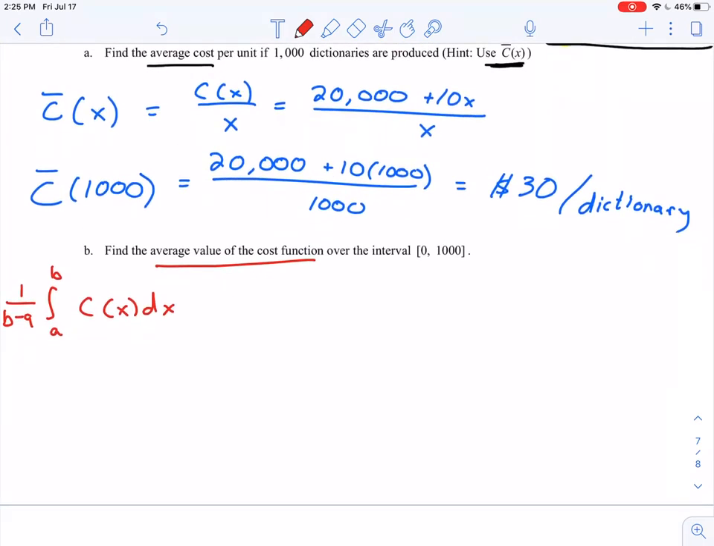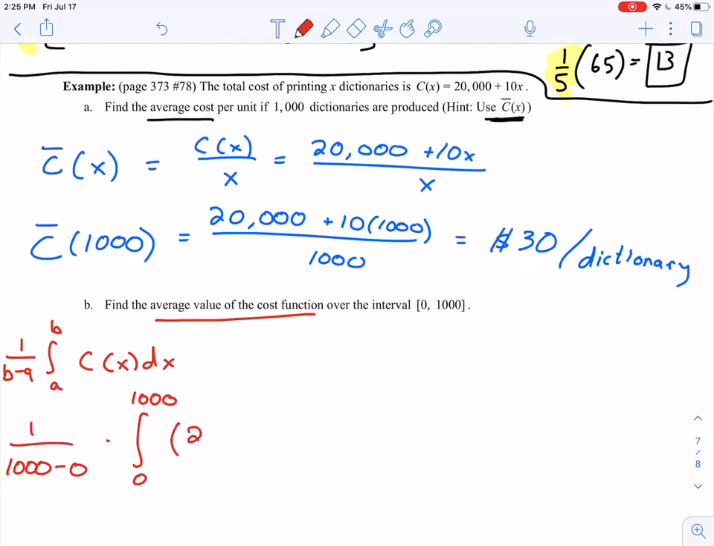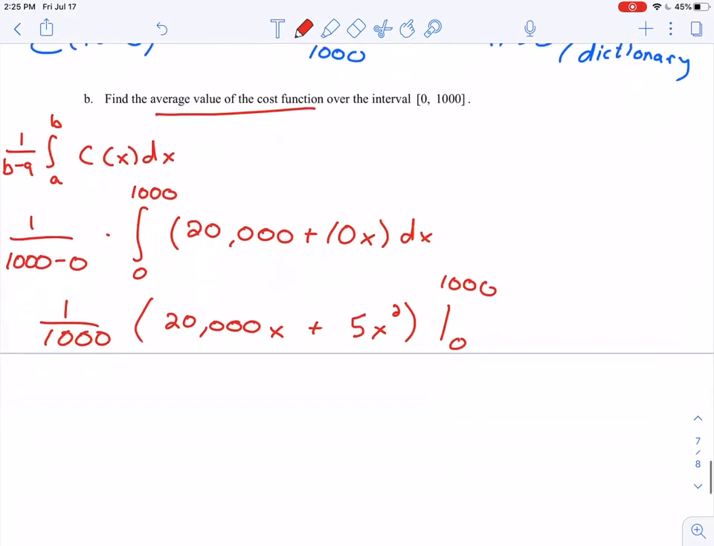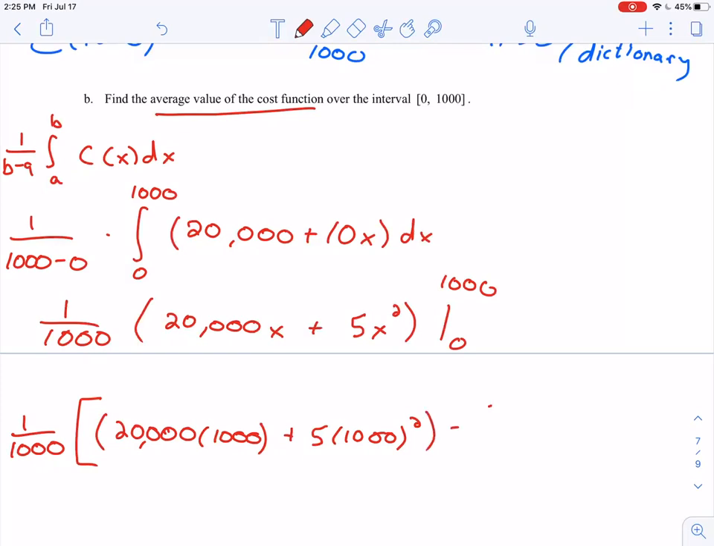So let's see. We want 1 over 1,000 minus 0 times the definite integral from 0 to 1,000 of c of x. What was c of x here? We said that was 20,000 plus 10x dx. So this is 1 over 1,000. Let's see our antiderivative. That will be 20,000x plus 5x squared, evaluated at 1,000 and at 0. So I have 1 over 1,000 times 20,000 times 1,000 plus 5 times 1,000 squared minus 20,000 times 0 plus 5 times 0 squared.